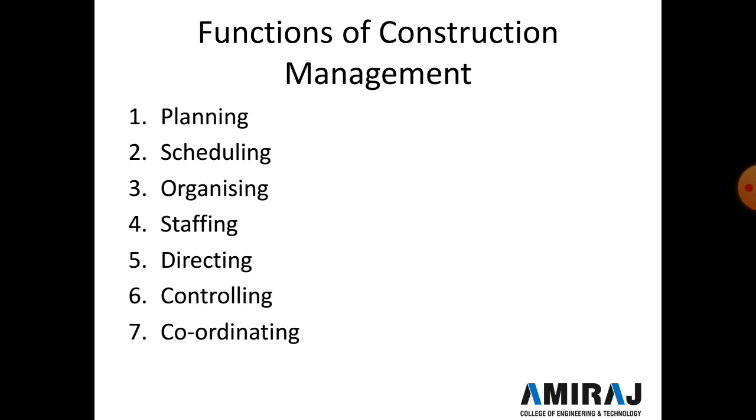Now the third function of construction management is organizing. Organizing consists of dividing the whole project into manageable divisions or sections, and systematically arranging various operations by delegating specific tasks to individuals. The relations between the various personnel are established, and the organizational structure of the project is established by a simple flow chart. So it's an organization chart.